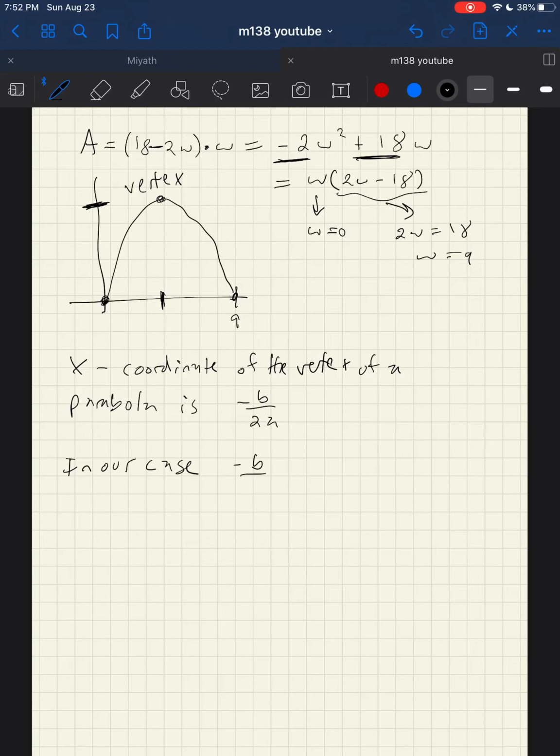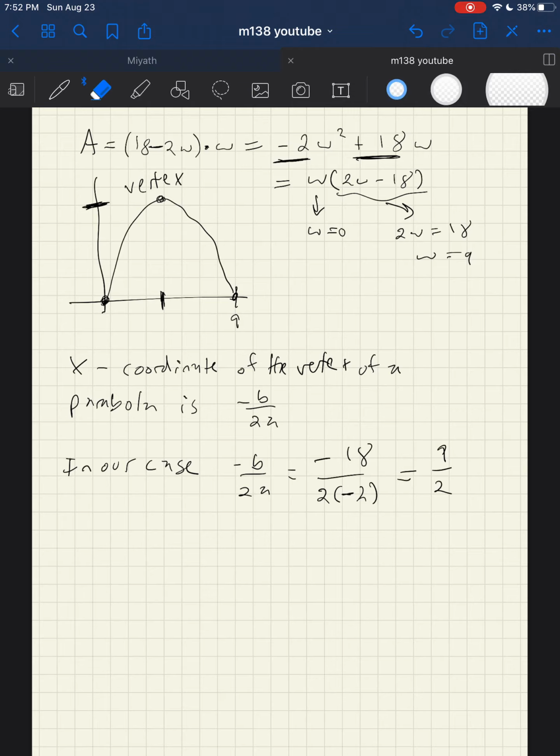we have minus b over 2a is equal to negative 18 over 2 times negative 2. In this case, the minus signs are going to cancel, and we're going to have 18 over 2, which is 9, so I've got 9 halves. That 9 looks a little funky. Let me clean up that 9 a little bit. So what is the deal?